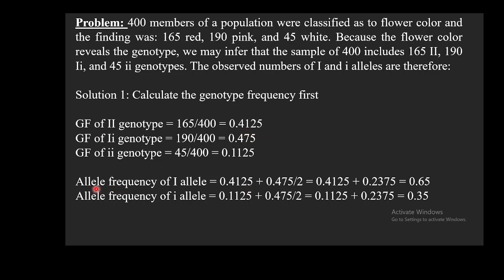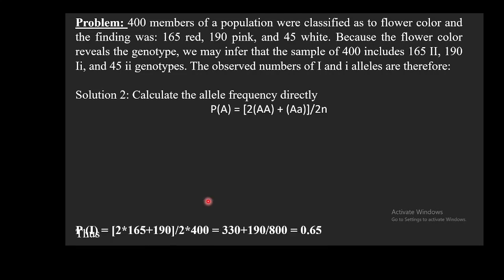And therefore the allele frequency of the I allele will be 0.4125 plus 0.475 divided by 2. Similarly, for the small i, you have the small i frequency, which is 0.1125, and in this capital I small I, you need to divide this frequency by 2, because this has equal proportion of the capital I and small I. So divide it by 2, and you will get the frequency of capital I and the small i allele. This is the one way of calculating the allele frequency.